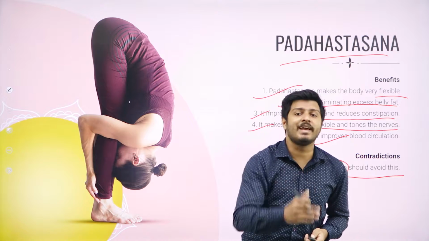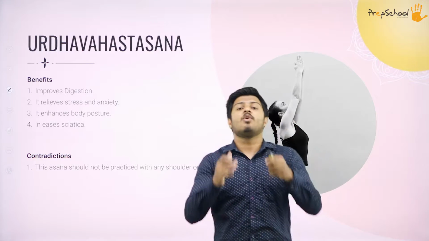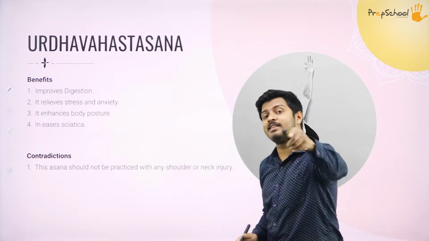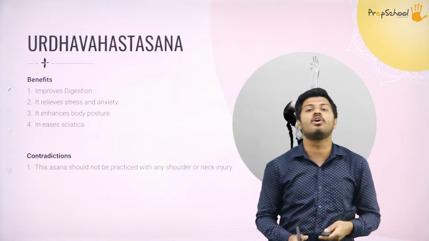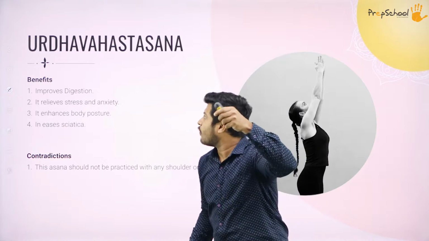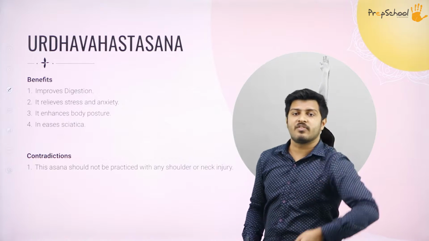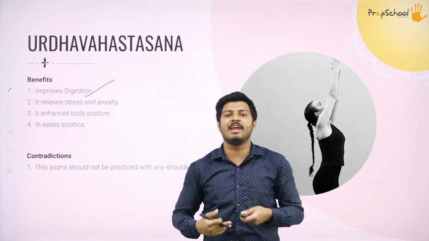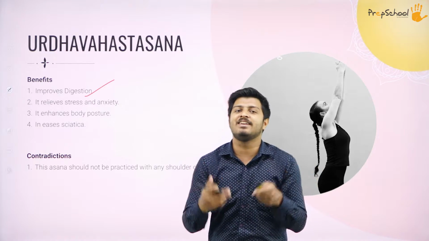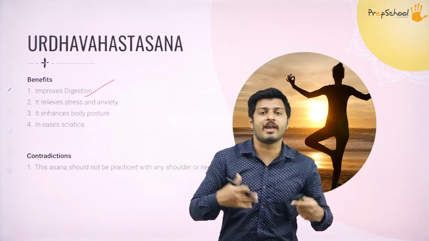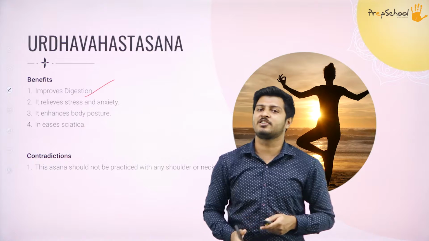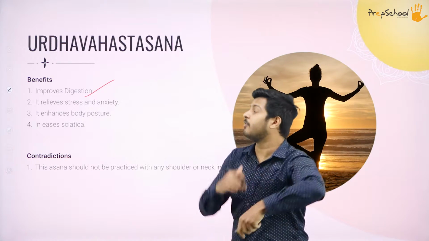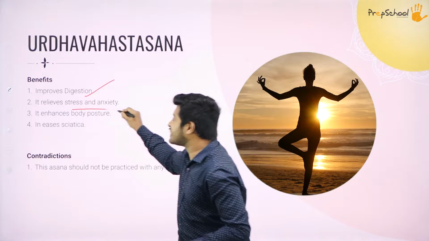Now, moving on to the next asana, that is Urdhvastasana. Again, Urdhvastasana is the third asana that will help you to cure your obesity. Now, what are the benefits of Urdhvastasana? First, it improves your digestion. Again, I need not explain why digestion is mentioned here and how digestion helps with obesity. I already explained the science behind it. So it improves your digestion, that's the first benefit, and it relieves stress and anxiety.